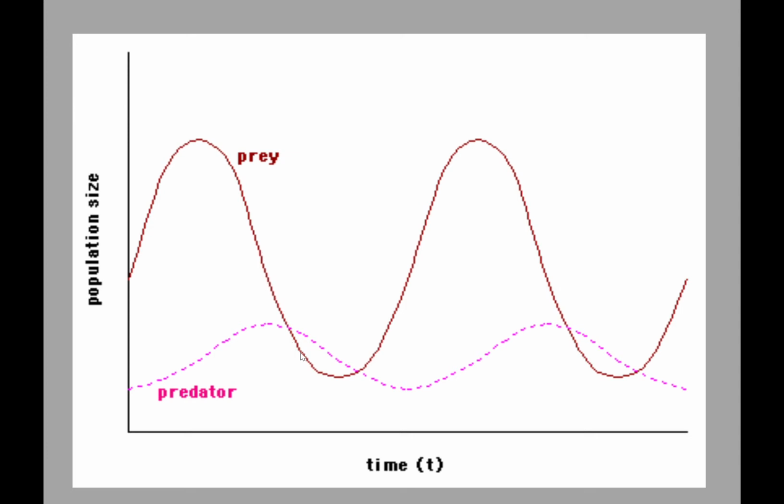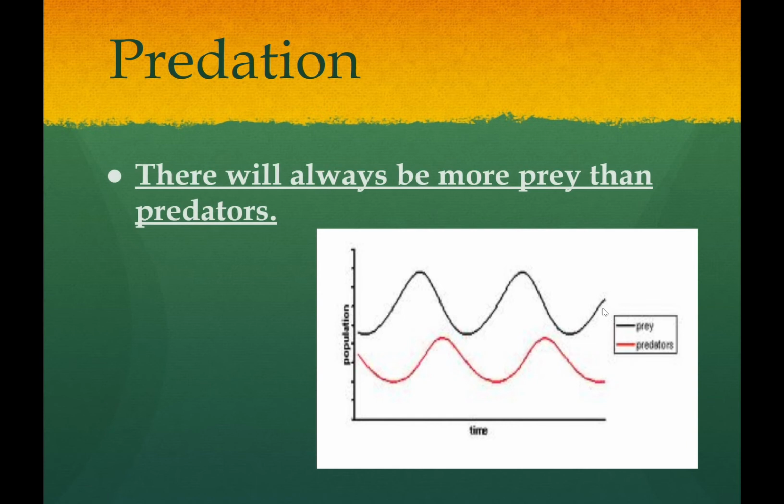And as it goes down, it reaches a low point. And again, if you notice, when there's not a lot of prey, predators don't have a lot of food. So predators start going down because they're dying from no food, and then the cycle repeats. Not a lot of predators to eat the prey, so prey goes up, etc., etc. It will always follow that pattern. So what I'd like you to write down is there will always be more prey than predators. That is because you always need more food than people eating food.